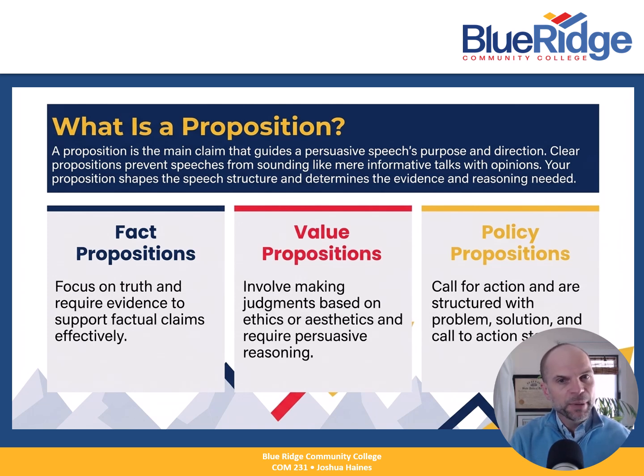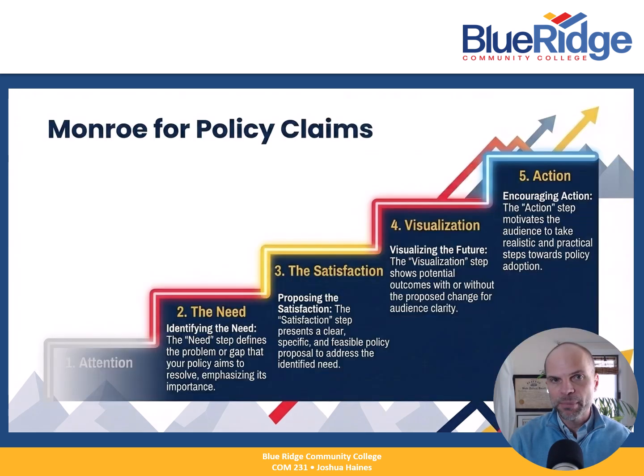Policy propositions pair well with Monroe's motivated sequence as they naturally include a problem, solution, and a call to action. So as you're thinking through your persuasive speech, what type of proposition are you going to have? A fact proposition focused on that truth and requiring evidence to support your factual claims? How about that value proposition where you're making judgments based on ethics and aesthetics and require persuasive reasoning? Maybe it is that policy proposition. Take that into account as you're working on your persuasive topic.